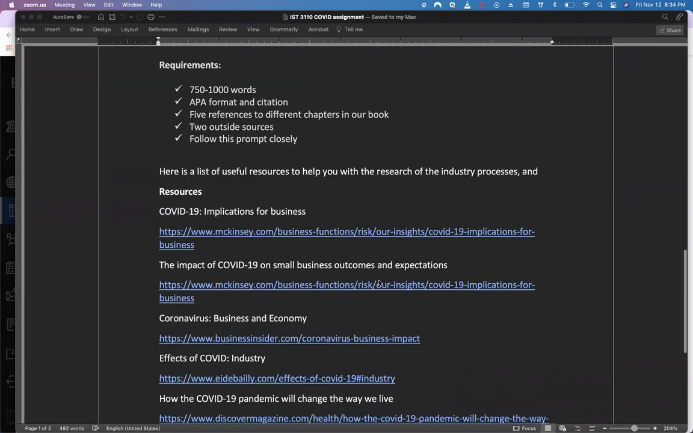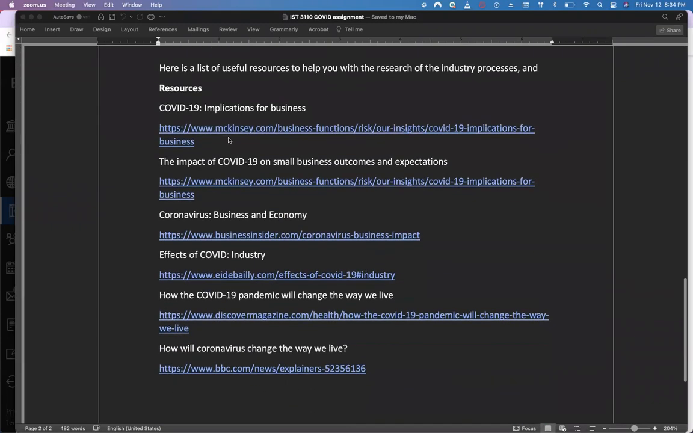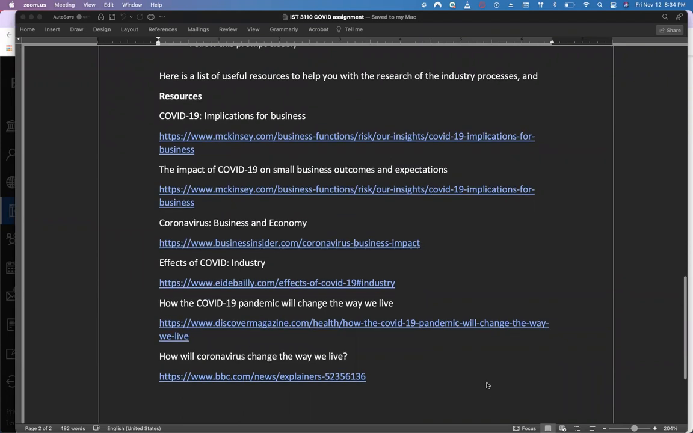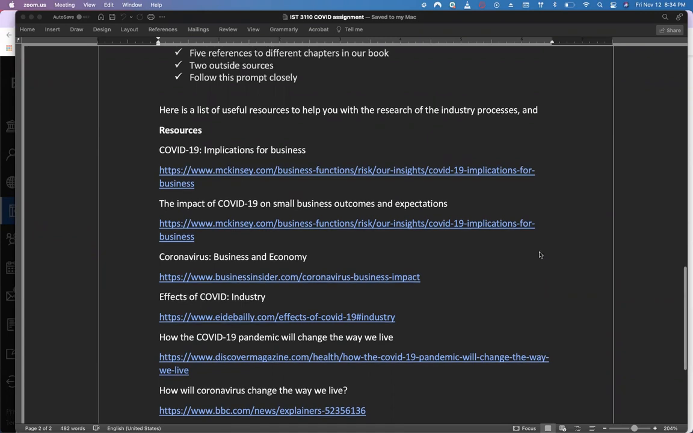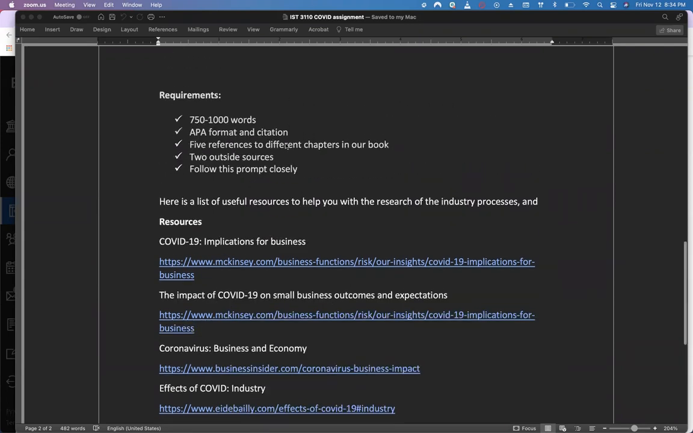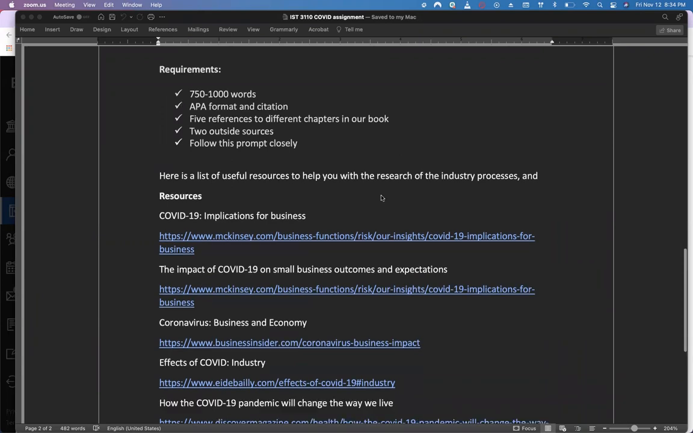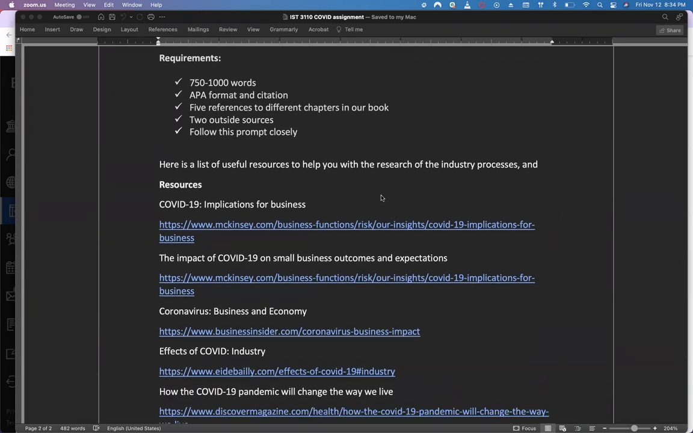Speaking of resources, I'm already giving you 1, 2, 3, 4, 5, 6. So you have 6 resources for you to read through to see how COVID has changed some of the items in the industry, whichever industry you choose. You can just use two of these, plus the references from the book, and that's pretty much all you need.